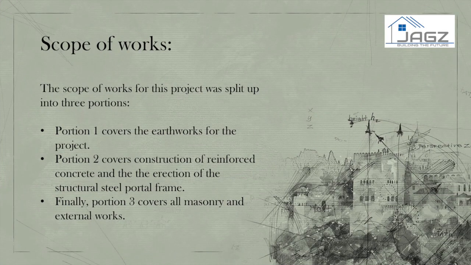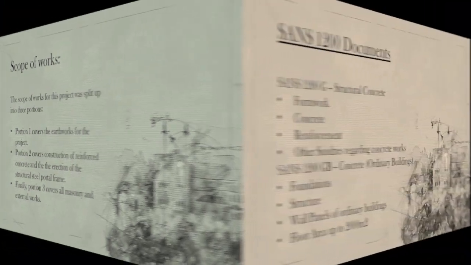The scope of works for this project was split up into three portions. Portion 1 covers the earthworks for the project, Portion 2 covers the construction of reinforced concrete and the erection of structural steel portal frames, and finally, Portion 3 covers all masonry and external works. For the purpose of this assignment, the works done in Portion 2 will be our main focus.